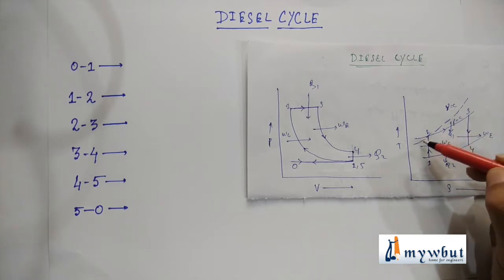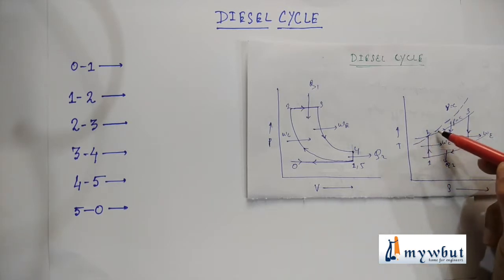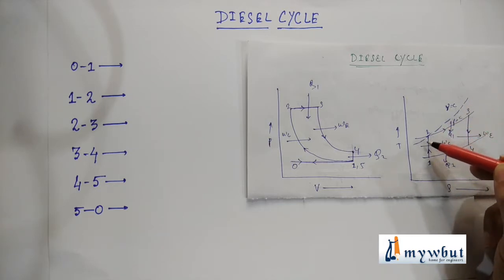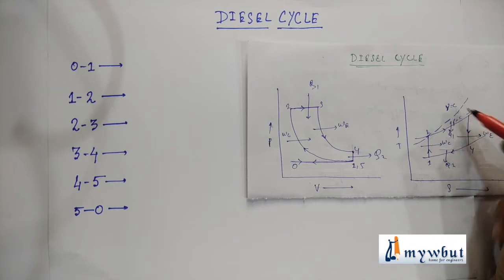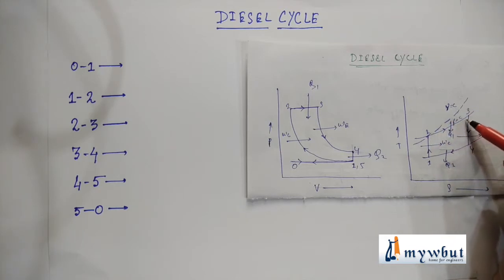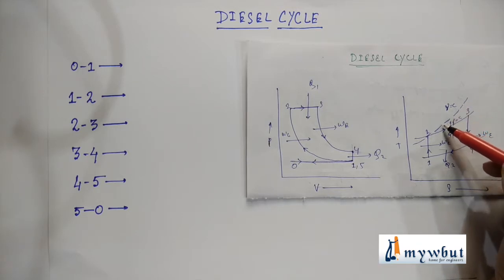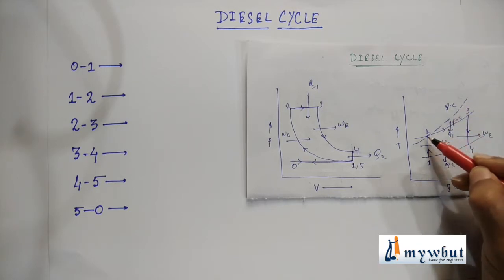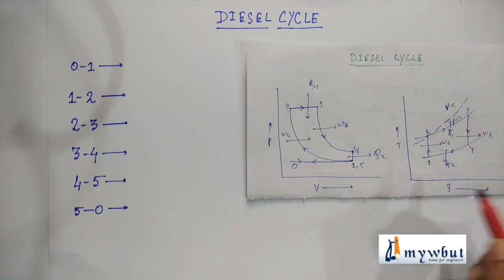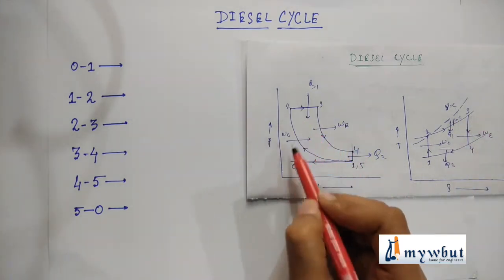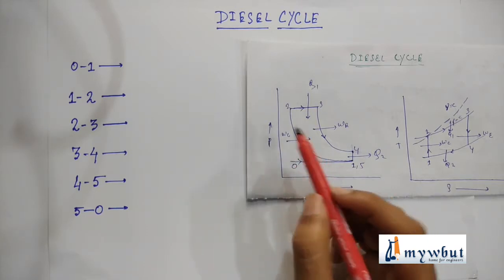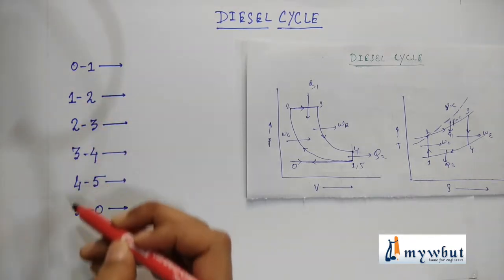So here in the TS diagram, as you can see, I have drawn a dotted line. This line was of the TS diagram of Otto cycle. To show the difference between the TS diagram of Otto and diesel cycle, I have drawn this diagram in a dotted line and the diesel cycle TS diagram as a plain line. And this is the PV diagram for diesel cycle. As before, let us define the processes.